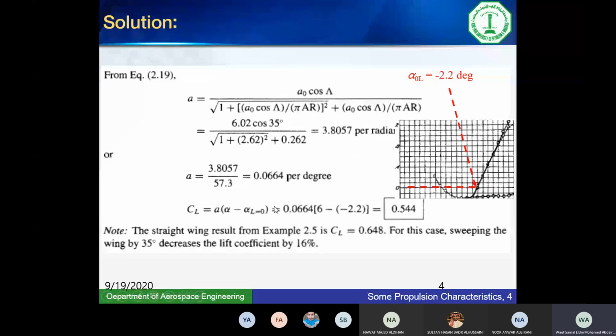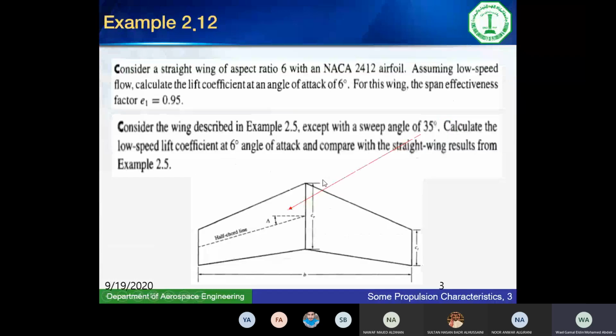Because later on in chapter 6, we will be selecting the type of wing. How would it look? Depending on the speed, you will choose the type of wing that we have. Okay. So let's solve the problem.